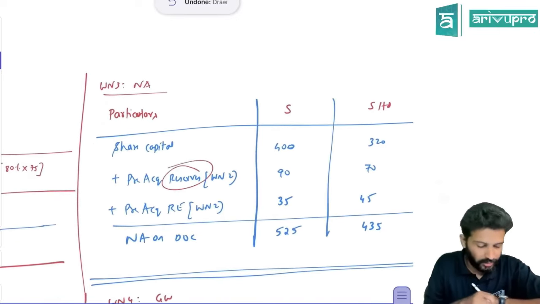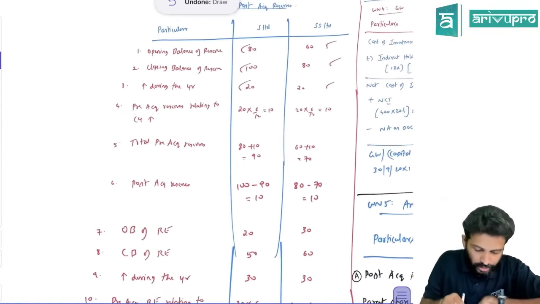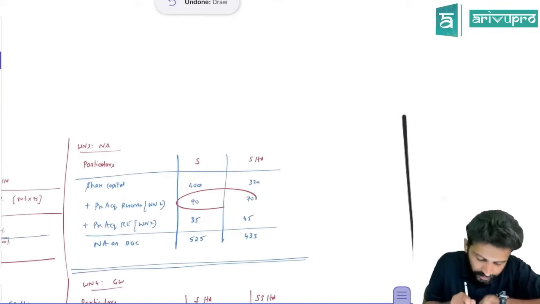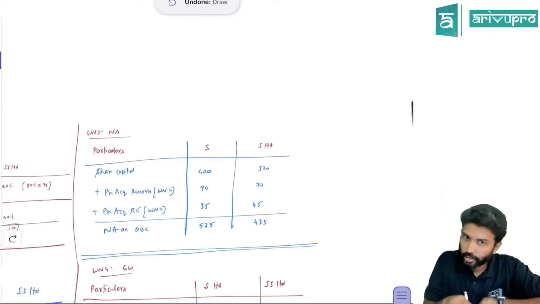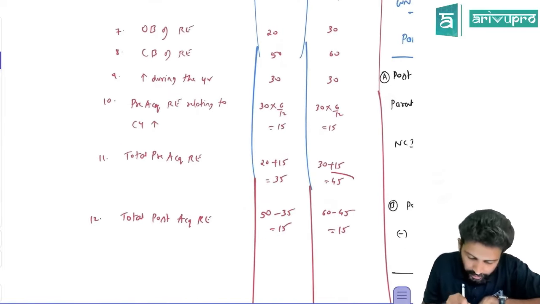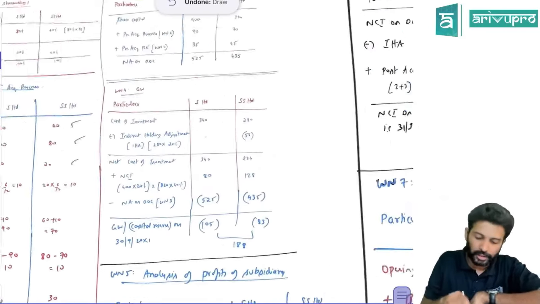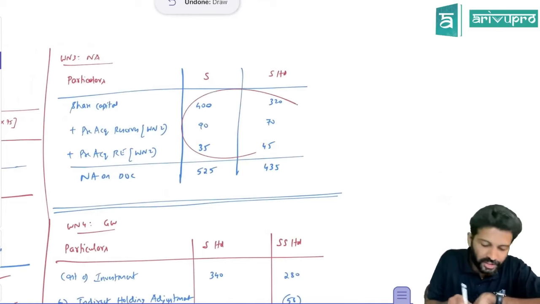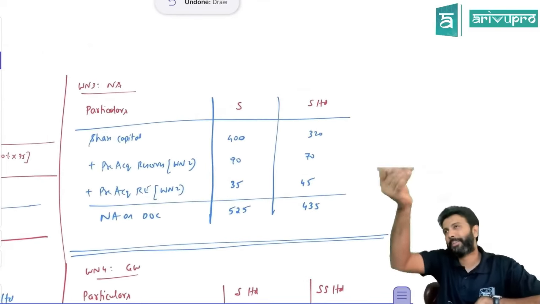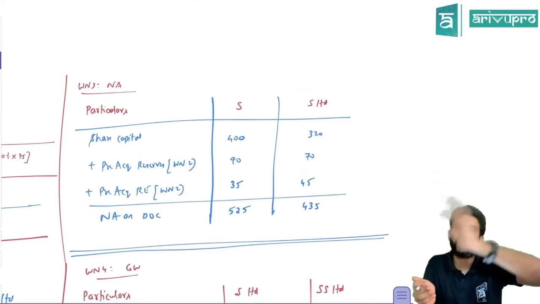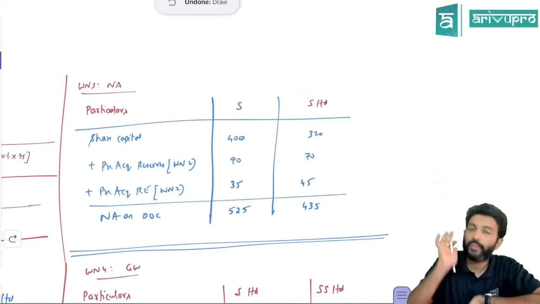Then, pre-acquisition reserves are there already in our working note. What is the pre-acquisition reserve? 90 for this company, 70 for the other company. Have they been taken? Yes. Is only reserve there? No. Retained earnings also. So check. What is the pre-acquisition retained earnings? It is 35 for this company, 45 for the other company. Have they been considered? Yes. If you add all this, this was the reserve existing on the date of control. So share capital plus all the reserves existing on the date of control, which we refer to as pre-acquisition reserves, if you add it, you're going to get net assets on the date of control, which we have got.